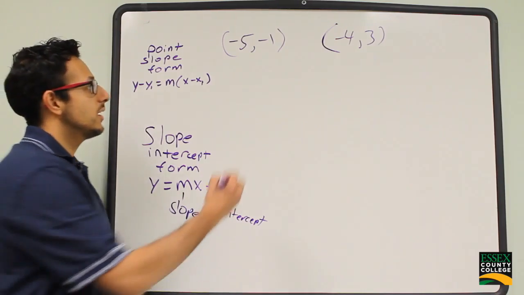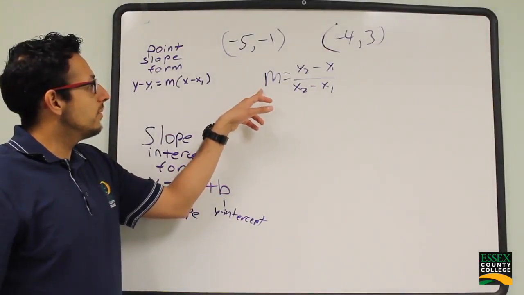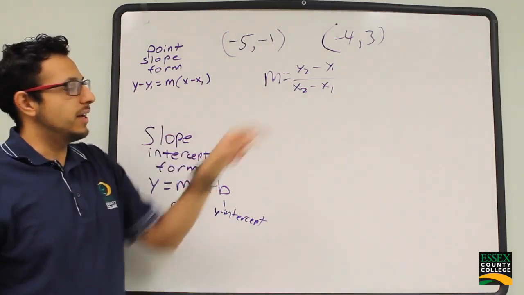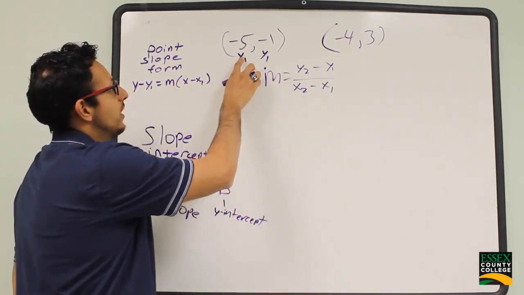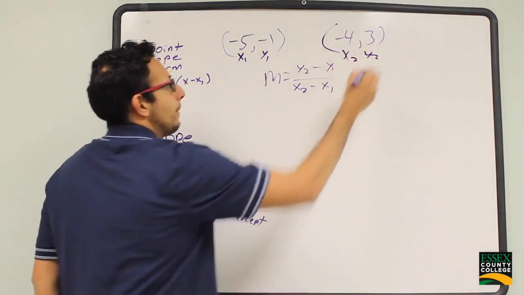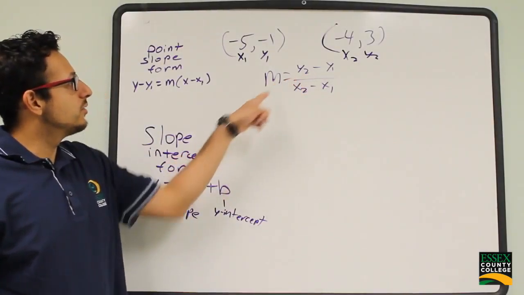So the slope formula is, slope m is equal to y2 minus y1 over x2 minus x1. We can label this as the first point, x1, y1. And this would be x2, y2. So now we can plug it into the formula.